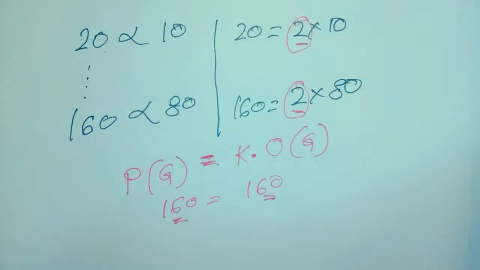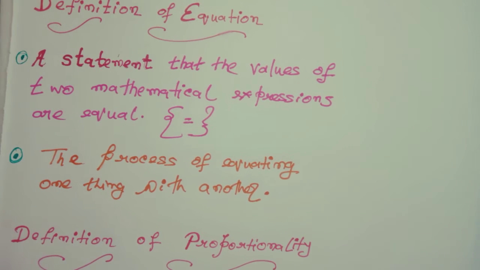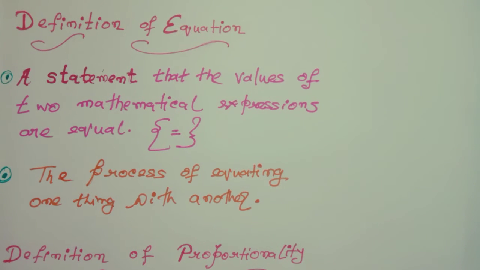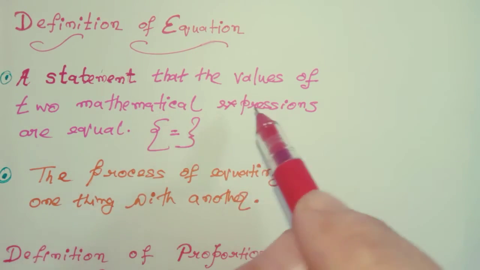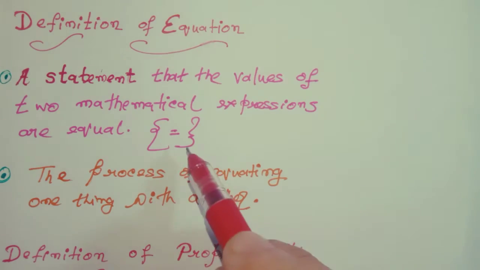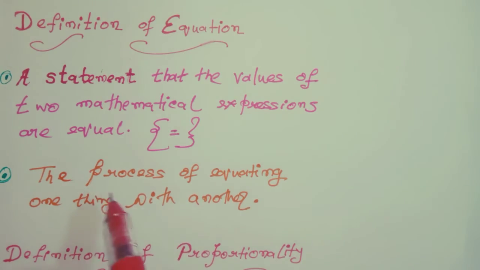So let me put up a fresh page where things are much clearer. Here it is. Now you see the definition of equation. Why am I showing equation? Because equality means making two things together, so automatically the concept of equation comes in. An equation is a statement that the values of two mathematical expressions are equal, which I denote by an equal to sign. This is what an equation is, or the process of equating one thing with another, right?